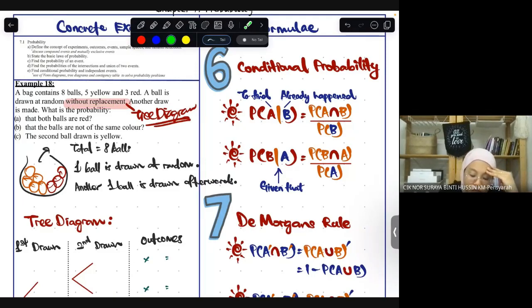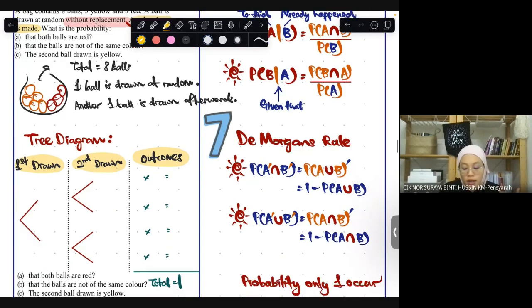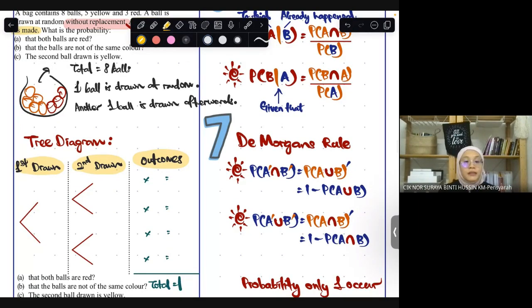So another draw is made. Ni lagilah perkataan ni pun lagilah membantu meyakinkan saya bahawa saya perlu pakai tree diagram. Another draw is made. So it means that you can label it as the first drawn and then the second drawn, and then you see what is the outcome. So inilah bentuk agak-agak bentuk tree diagram. It means that you have a branch. A tree diagram must have a branch here.